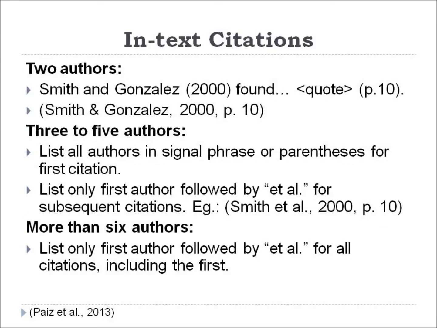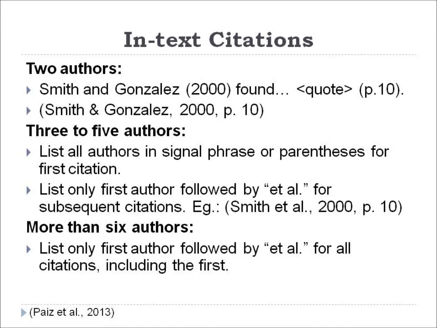For in-text citations involving two authors, either separate the author's last names with the word "and" in the signal phrase, or separate them with an ampersand in the parenthetical citation. For 3 to 5 authors, you must cite all authors in your first citation, but you can use the first author followed by the phrase et al. in subsequent citations. For more than 6 authors, simply list the first author followed by the phrase et al.